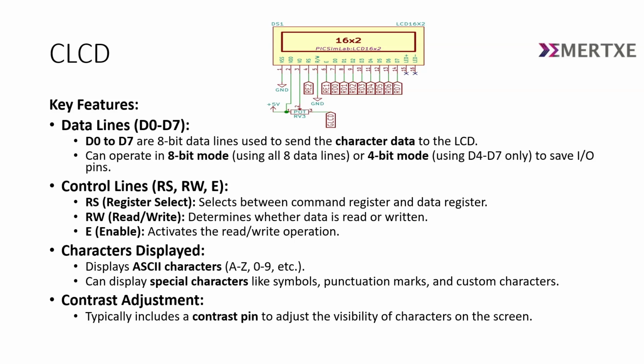Next we have character display. Here it displays ASCII characters from A to Z, 0 to 9, any characters. It can display special characters also, like symbols, punctuation marks, and custom characters. Next we have contrast adjustment. It typically includes a contrast pin to adjust the visibility of the characters on the screen. Here we have V0, which is connected to a POT, that is a potentiometer, with which we can control the brightness of the CLCD.